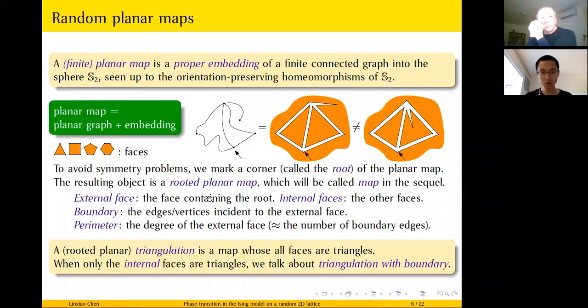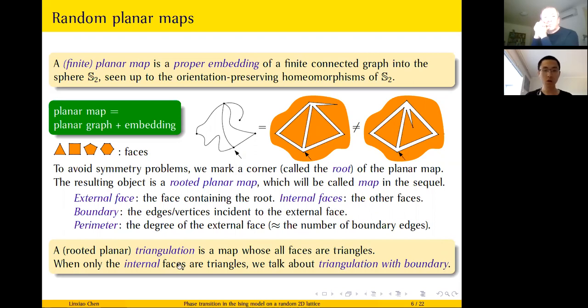So some terminology. First, the external face is just the face that contains the root. In all my pictures, it will effectively be the face which is drawn on the outside. The internal faces are just the remaining faces. So here there are two internal faces. And the boundary is just what you would expect, the edges and the vertices on the external face, and the perimeter is the degree of the external face. So for example, here you have a perimeter of 6, and here you have a perimeter of 4.